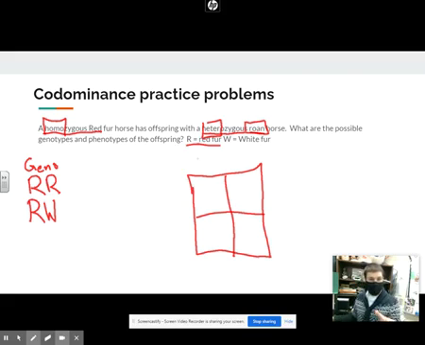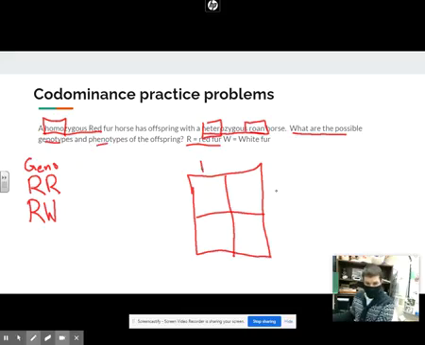If you set it up differently than me, like you put it on the side rather than the top or vice versa, totally fine as long as the results are the same. We should get the same results. So I'll pause here for just a moment to let you set up this problem and answer these questions. What are the possible genotypes and phenotypes of the offspring?